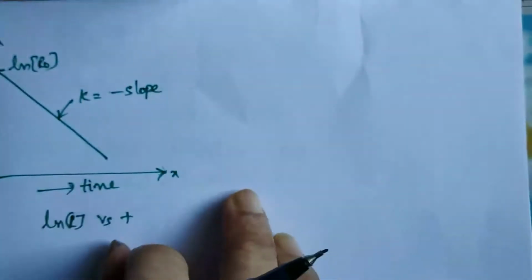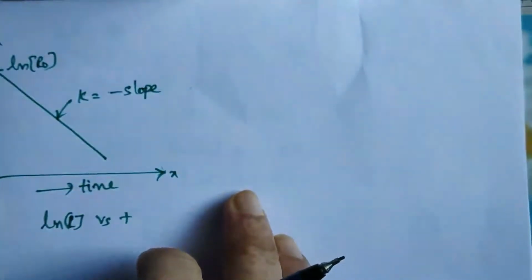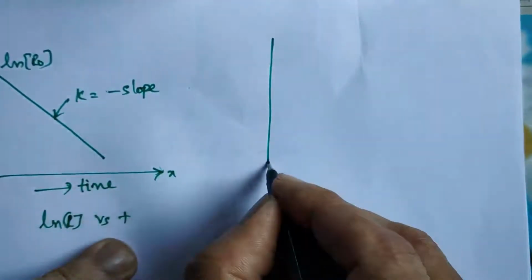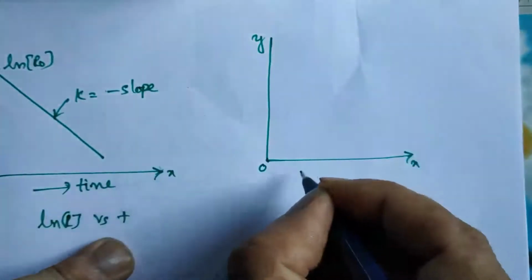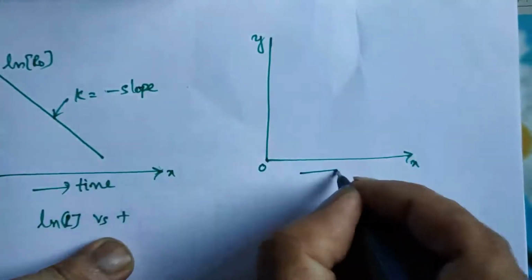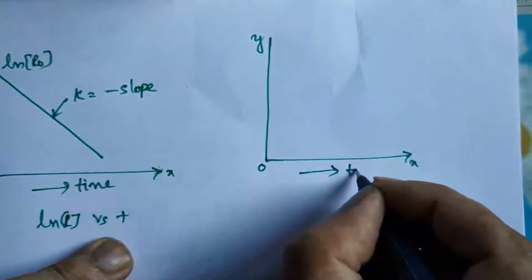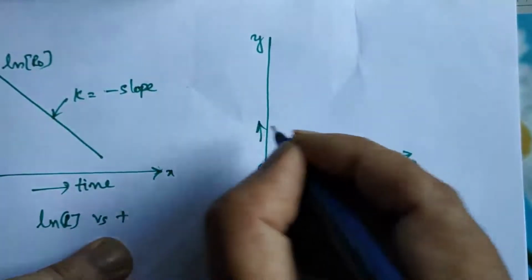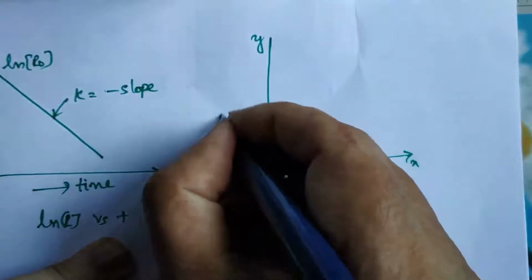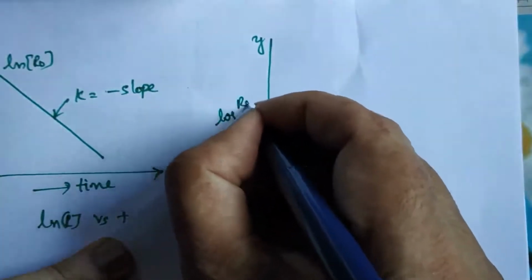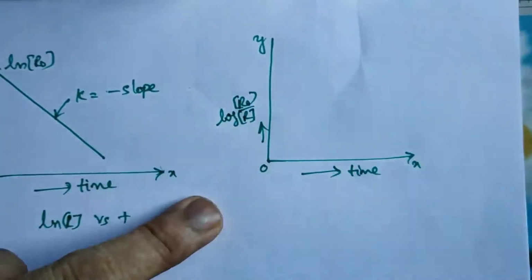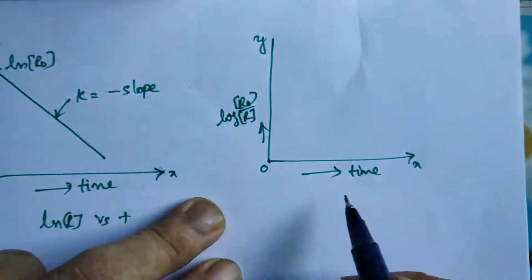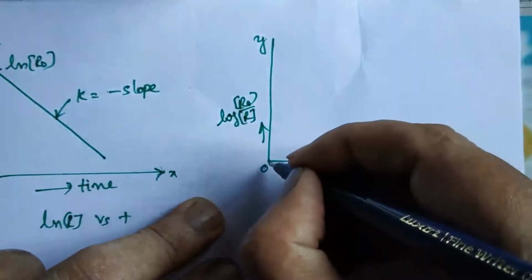K is a negative slope. That is the graph between ln R and the time t. And the second graph: on the x-axis it is time t, and on the y-axis it is log R0 by R. So the graph between log R0 by R versus time has a positive slope.